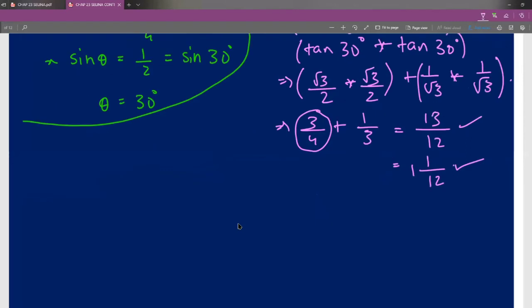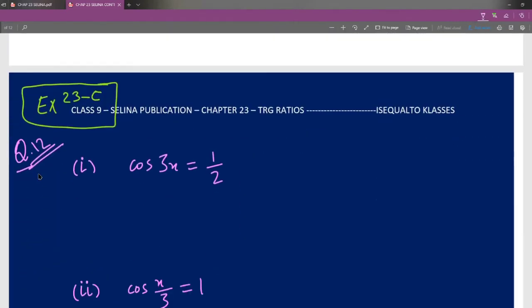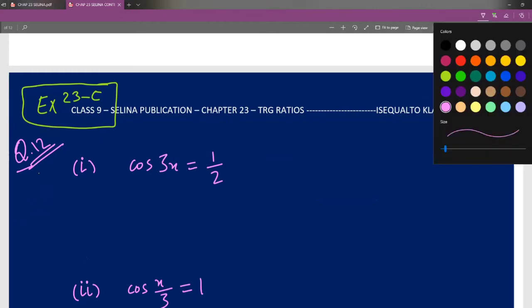Okay, so let's move on to our next question. Now we'll be directly skipping to question number 12, because the rest of the questions, question number 6, question number 7, they are all the same questions, so there's no point in solving them again. So question number 12 is a bit different. It requires the logic of my part A video on exercise 23C. It's a bit the same, but there are certain difficulties introduced in this question, so we'll try to solve them. So over here I'll just change my color to white.